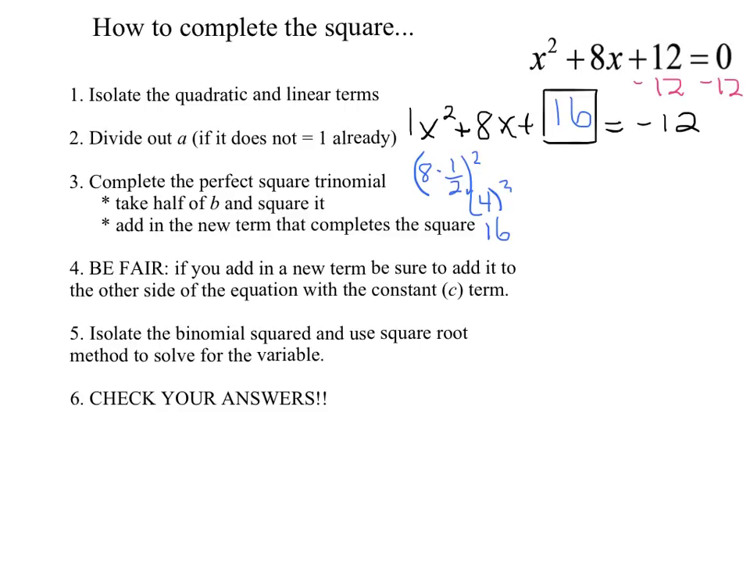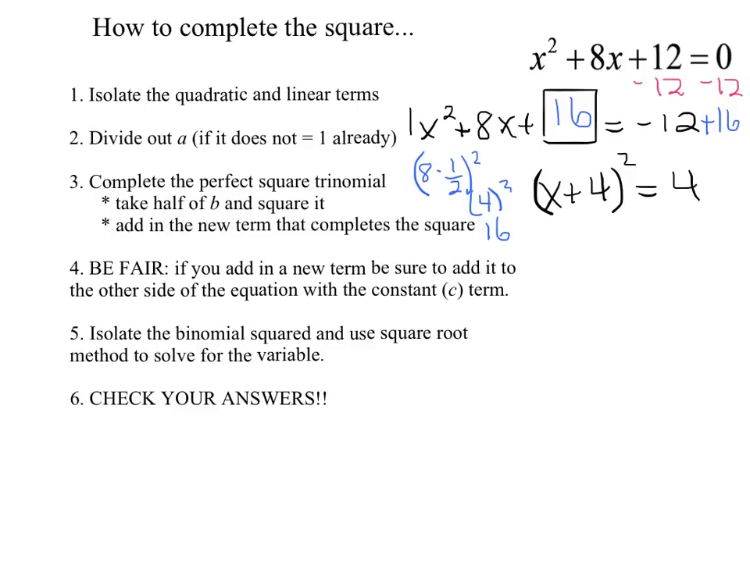However, now we're dealing with an equation, and in order to be fair, if I add 16 to the left, I have to stay balanced and also add 16 to the right. That allows me to now simplify my perfect square trinomial that I created on the left, which will just be x plus 4 quantity squared, and then simplify the terms on the right. That would be a positive 4.